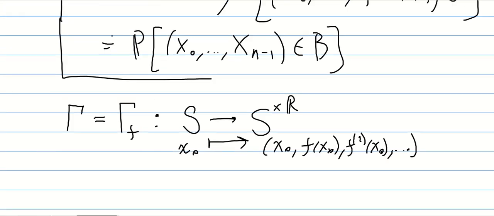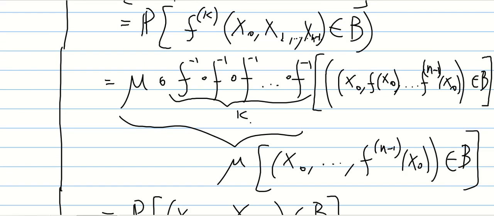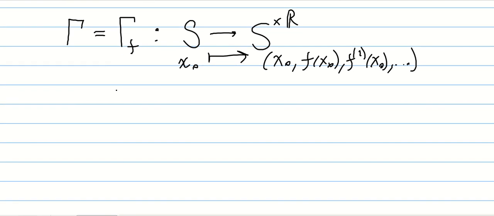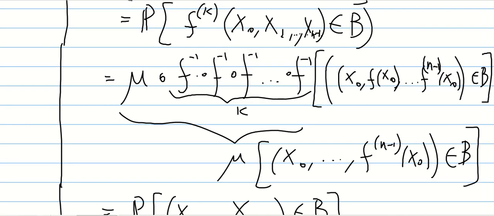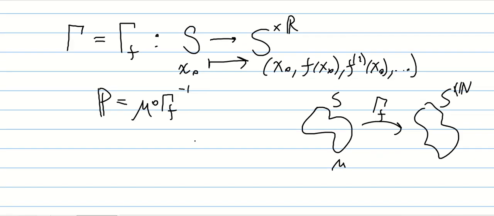So why is it interesting to define such a gamma? Because we can actually rewrite the above proof in a more compact way by just saying that, for example, P is mu, so here we have S, here we have gamma f, here we have S^N. And we have a probability here, which is mu. And P is just a push forward, so it's just gamma^{-1} of mu. This is the definition of P. So you can replace this by mu gamma, and the above proof is going to look nicer.